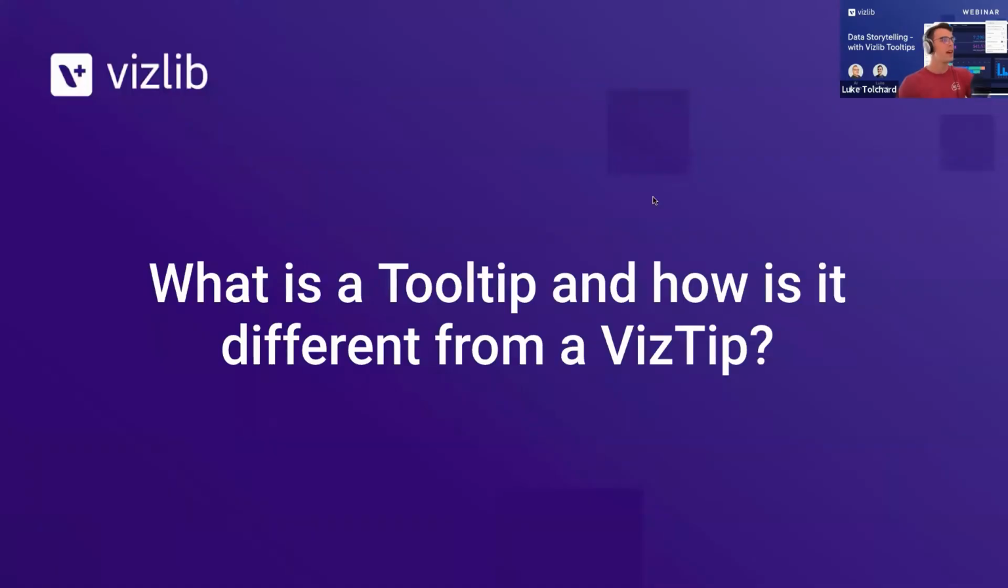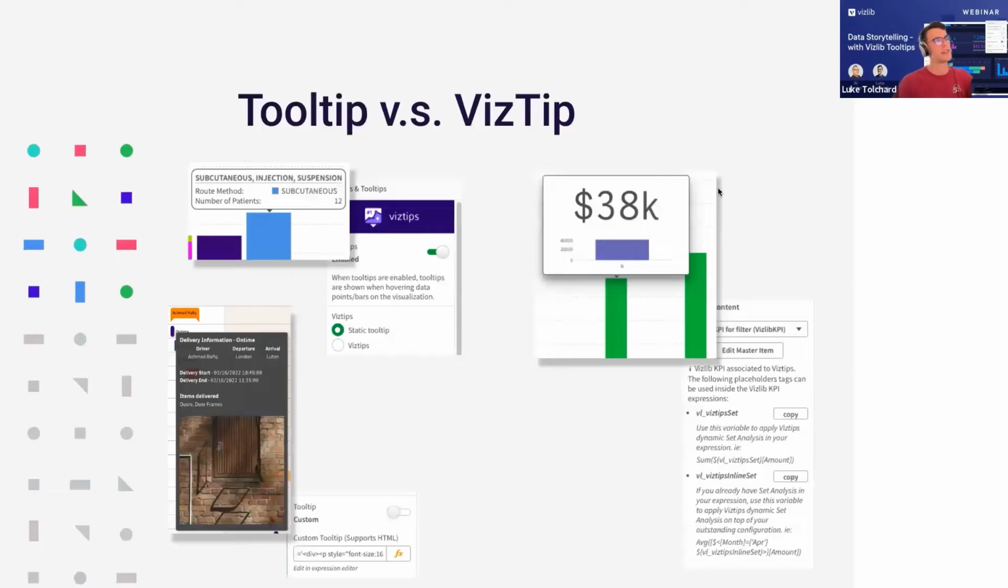So what is a tooltip and how is it different from a VizTip? Right, so this may be one question that you ask yourself. A VizTip is something where you have a KPI designer, for instance, on the right-hand side here, such as a bar chart. You use a VizTip to present additional data through a chart, like this KPI where I've got a text object with numbers and a dollar sign, as well as just a bar chart down here.